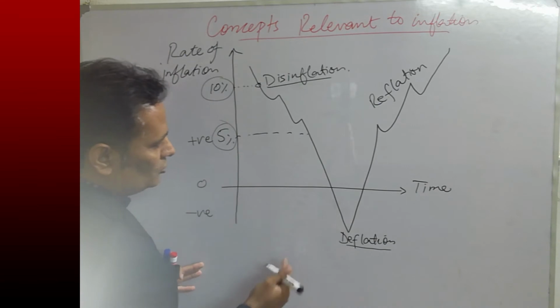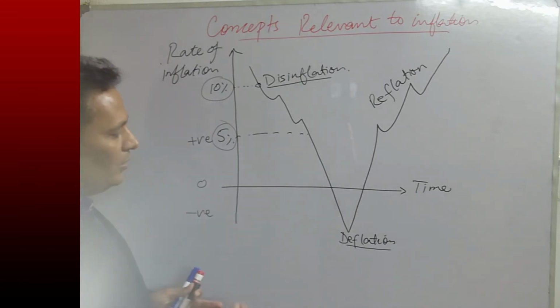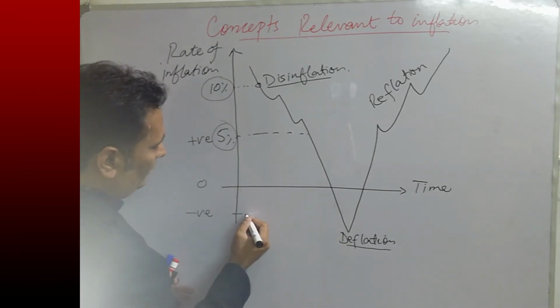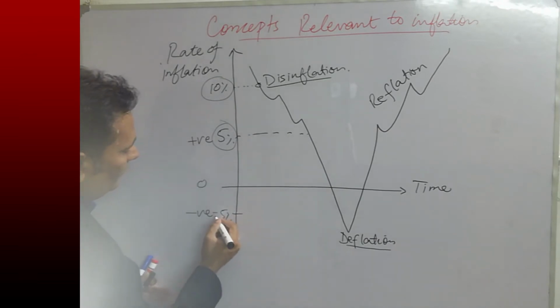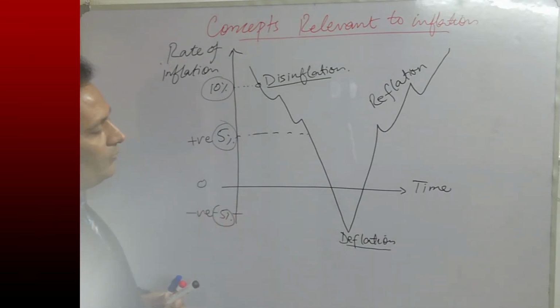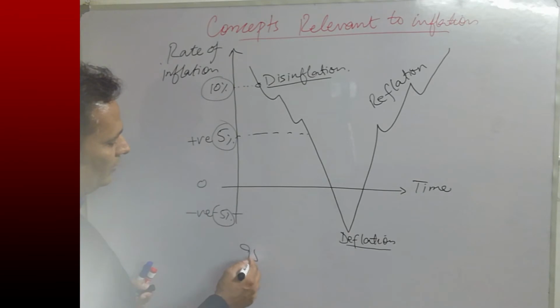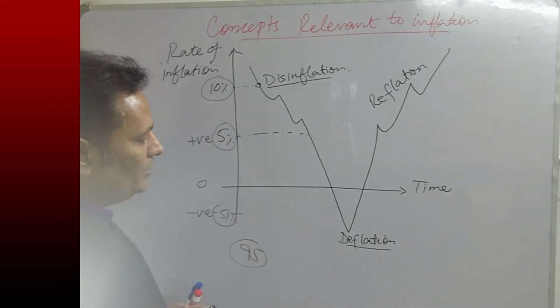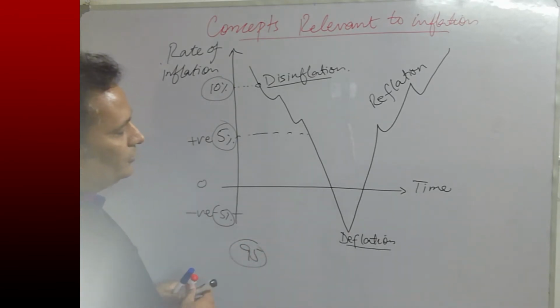In this situation, the general price level is falling, so the rate of inflation will be negative. Let's say it's 5% negative, minus 5%. For example, if the price index was 100 in 2018 and the index goes to 95 in 2020, then it is called deflation.